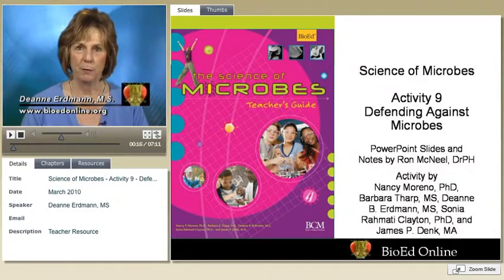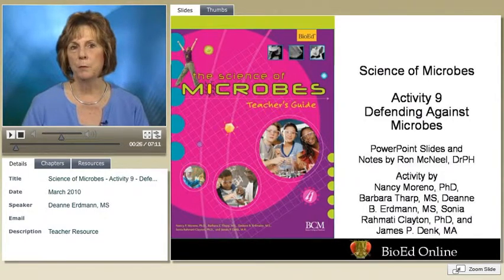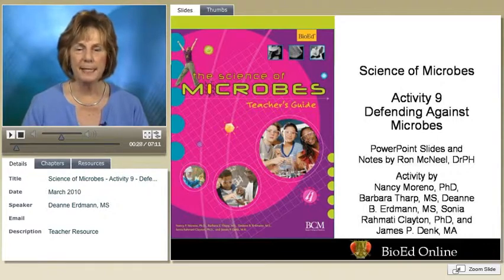Defending Against Microbes is the 9th activity in a unit entitled The Science of Microbes. And of course, the activity is aligned with the national standards. In this activity, students will identify ways in which the body system protects us against the variety of microbes out there that are harmful.